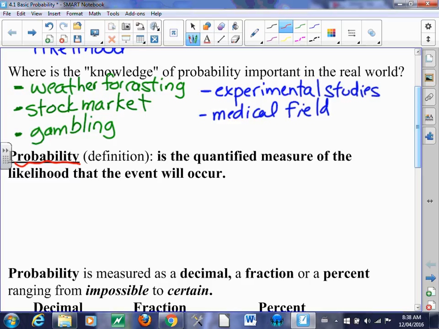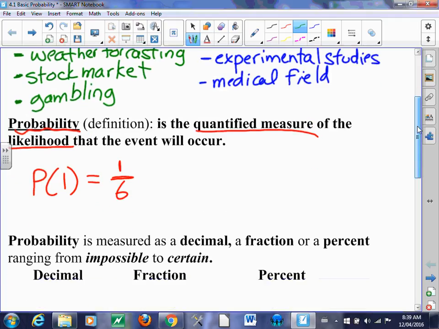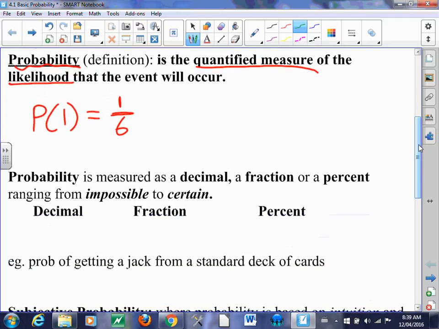Okay, so probability. Probability is the quantified measure of the likelihood that an event will occur. For example, what's the probability of rolling a 1 on a die? So probability, capital P, of rolling a 1. Well, there's one side of the die that says 1 over how many total sides? That's 6. So that's an example of a probability question, but we'll get to probability notation a little bit further on. Okay, how do we measure probability?